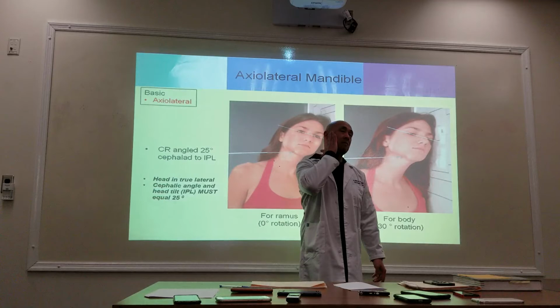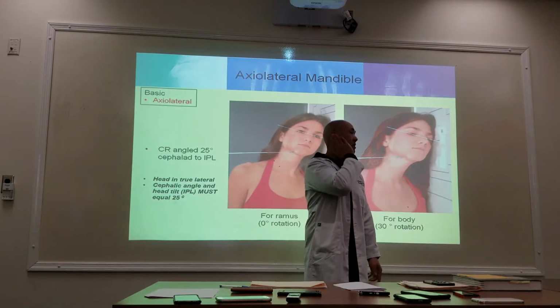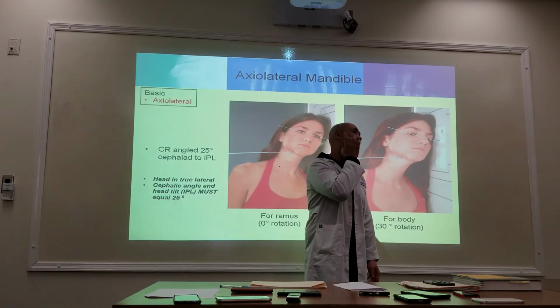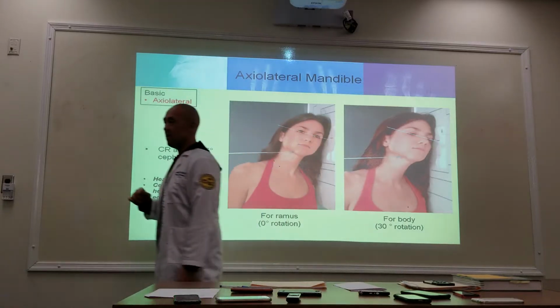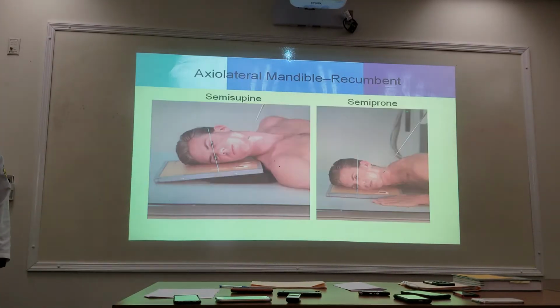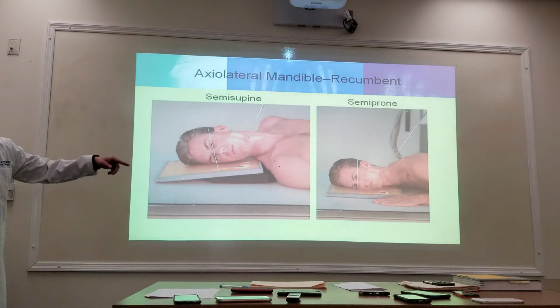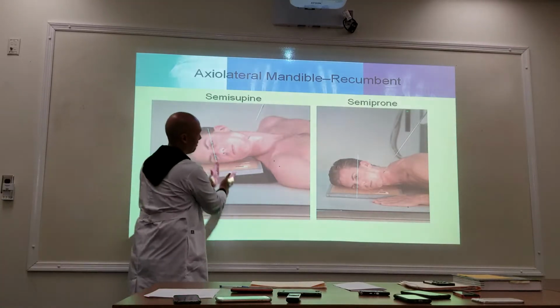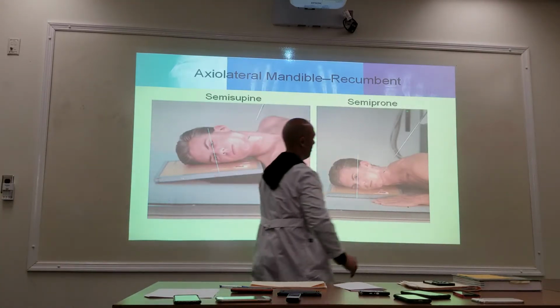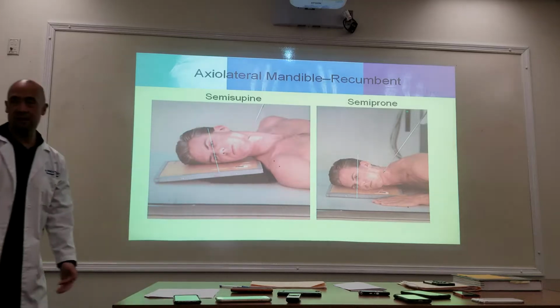So here we have the ramus, here we have the body. So this is the ramus, this is the body. So we're looking at the body of the mandible. Okay, so here's some other pictures again. Here's 25, here's 25. It all has to be 25, okay?